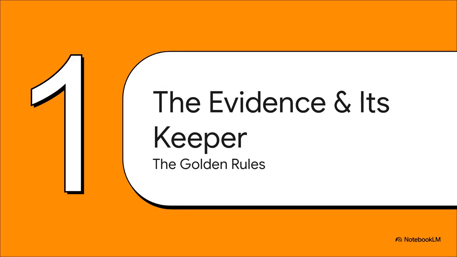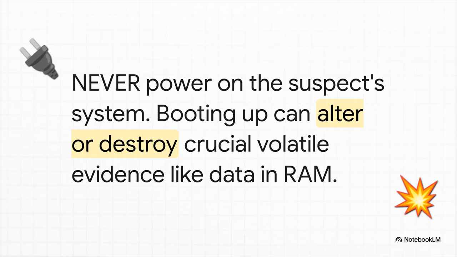All right, first up, the evidence and its keeper. See, before an investigator can even think about analyzing anything, they have to follow a set of absolutely critical golden rules. And rule number 1 is a big one. You never, ever power on the suspect's system.